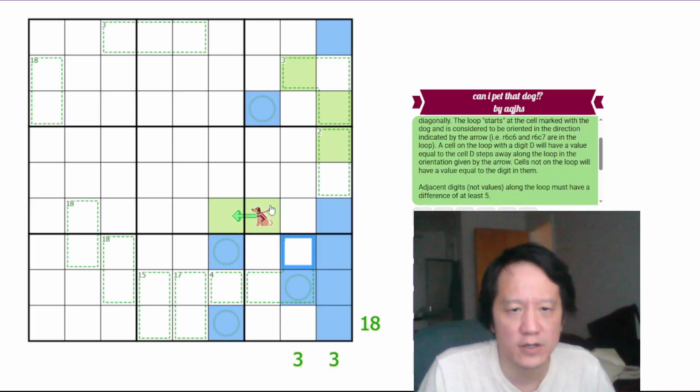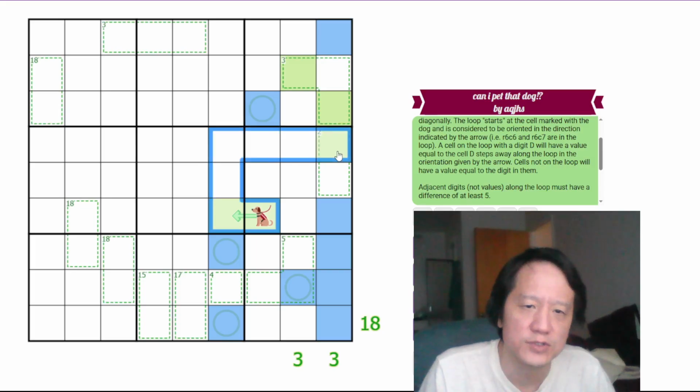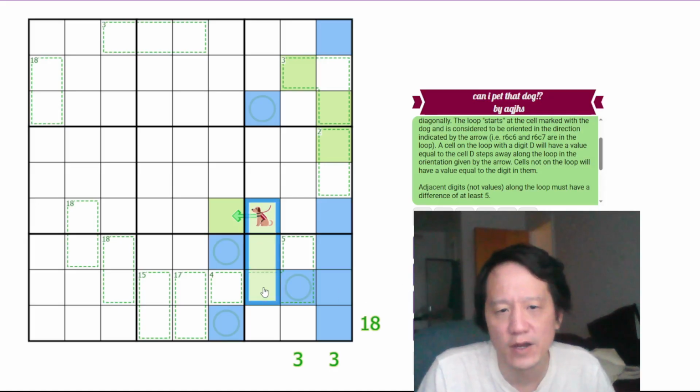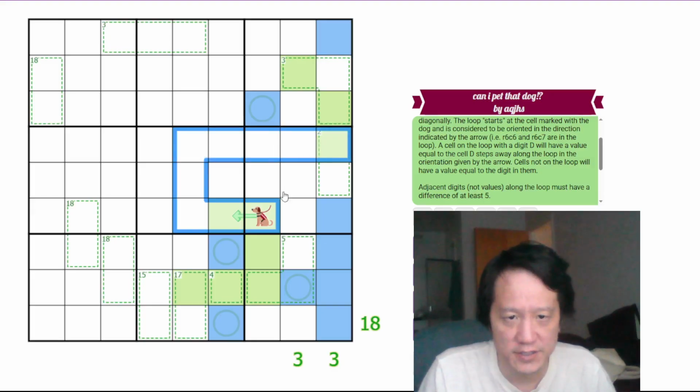So it cannot be here. But you can't connect to here. Oh, I get it, it has to go this way. And then this has to connect this way. Okay, yeah, this has to connect this way to there. That's the only way this loop works. Otherwise, it just doesn't work. So it has to connect this way, essentially, to the loop.